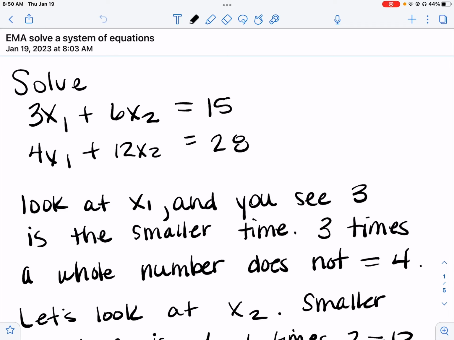Solving a system of equations. A system of equations has two variables and two equations.